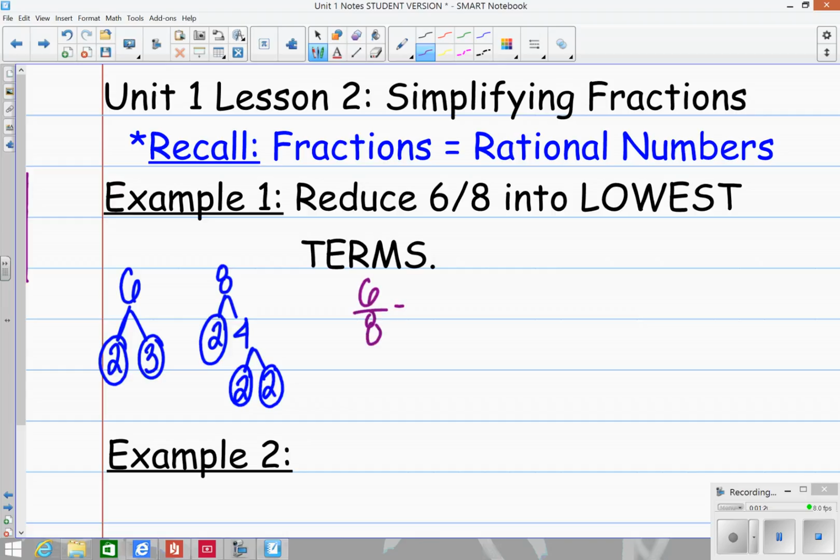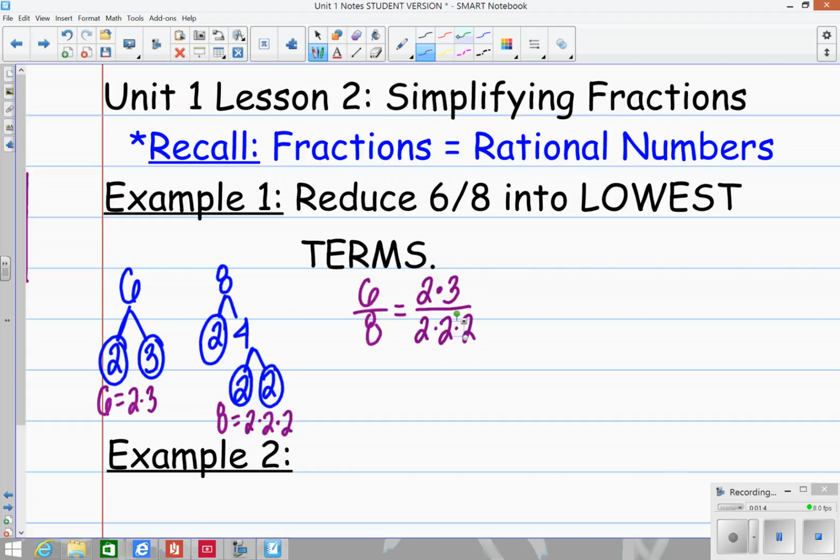So then what I can do to actually reduce this fraction, 6 over 8, is take it, and instead of having 6 up top, I can write it as a product of its primes. So 2 times 3 is another way to write 6, according to this. And then 8, instead of writing 8, I can write 2 times 2 times 2.